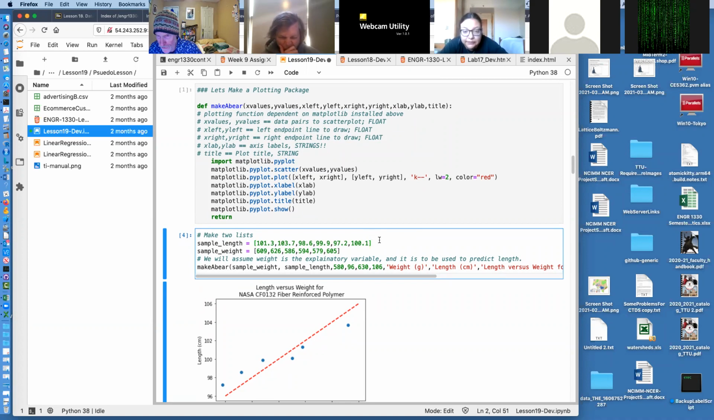So what we're going to do is we're going to make the two lists, and then we'll plot the two lists, and then I'm going to arbitrarily choose to make the left endpoint 580 and 96, and the right endpoint 630 and 106, and then we have some labels here. So let's hope the plot works.